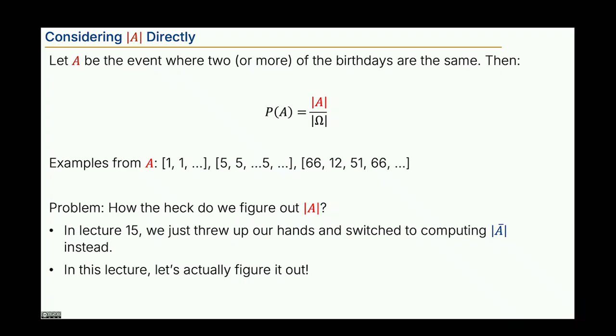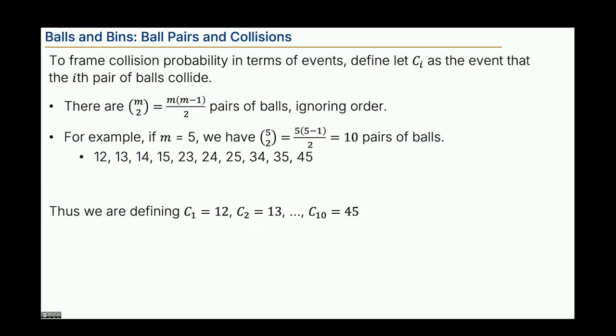There are many different ways that 1 and 2 could be in the same spot, and 1 and 3 could be in the same spot. So I'll define those all as events, which I'll call C. C_i is the event where the ith pair of balls collide. I'm going to number them like this. C1 is that 1 and 2 collide, C2 is that 1 and 3 collide, all the way up to C10. The reason I have 10 here is that if I had 5 different balls, there's 10 different pairs, right? Just m choose 2.